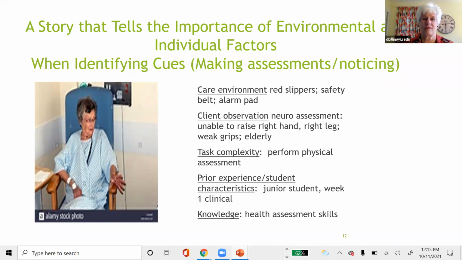So the transporter comes to take my friend to have the scan. I brought the transport cart, and the transporter asked my friend to stand up and get on the cart. The student stepped out of the way so the patient could get up on the cart. And I took a deep breath. What the student had not done was take a look at the environment. She was so focused on getting that health assessment done that she didn't see that my friend had red slippers, which at this agency means the patient's a fall risk. She had a safety belt around her.